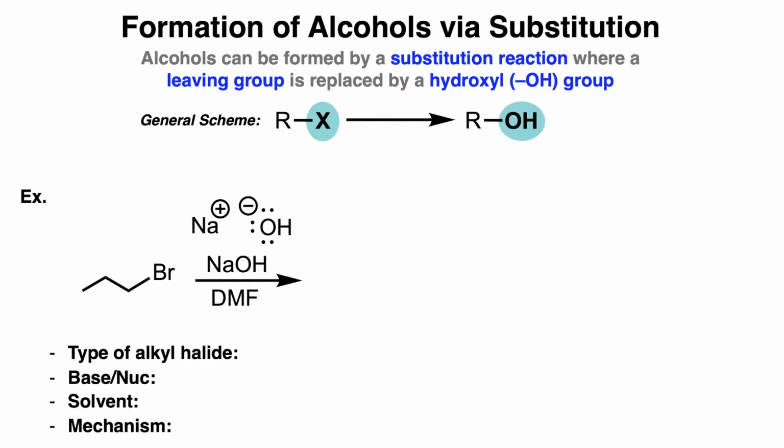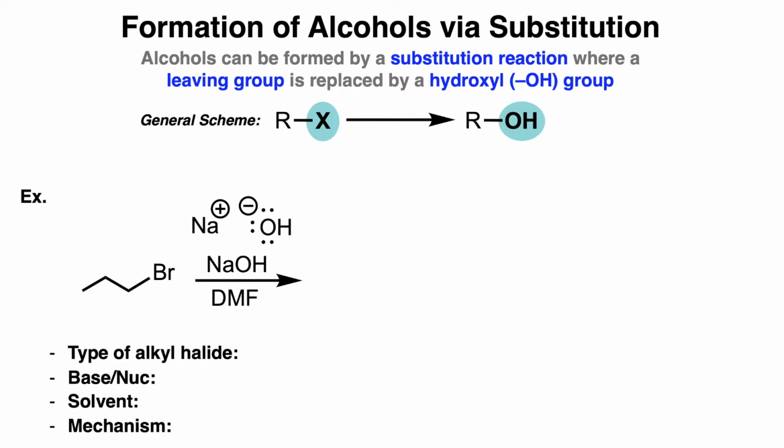Alcohols can be formed by a substitution reaction where a leaving group is replaced by a hydroxyl group, as shown in this general scheme. In this example, we have propyl bromide reacting with NaOH and DMF. In order to decide what type of substitution reaction this is, we should list out the factors of what we currently know. First, let's determine the type of alkyl halide.